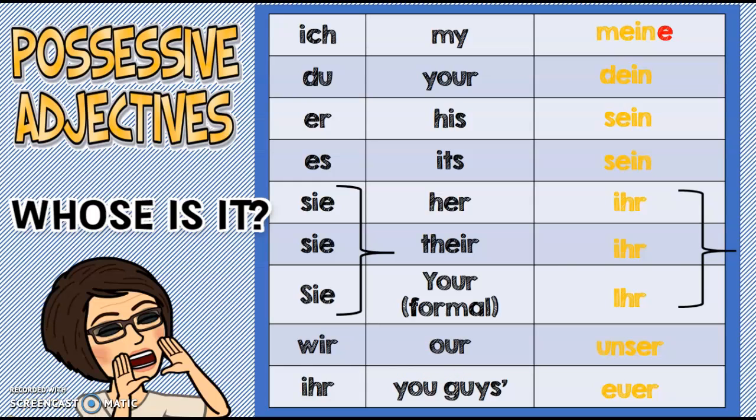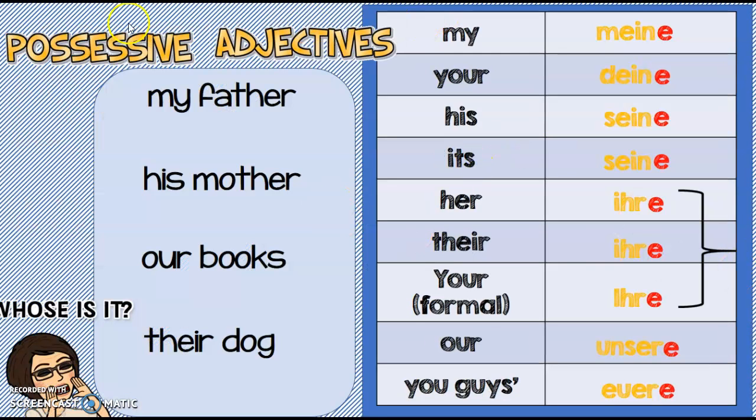However, if I want to say that's my book, book is neuter, so there would be no E on book. And it works on all of those. If the word that comes right after the possessive adjective is feminine or plural, if it carries the gender of D, you have to add an E. But if it is a gender of das or der, you do not add an E. So let's take a look at these.